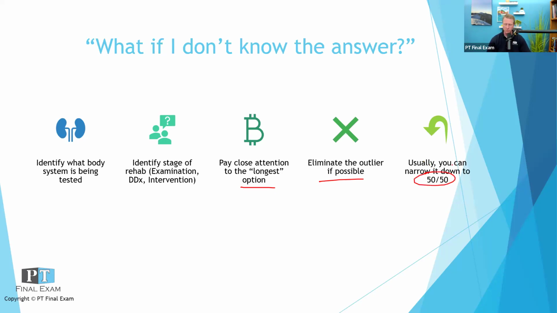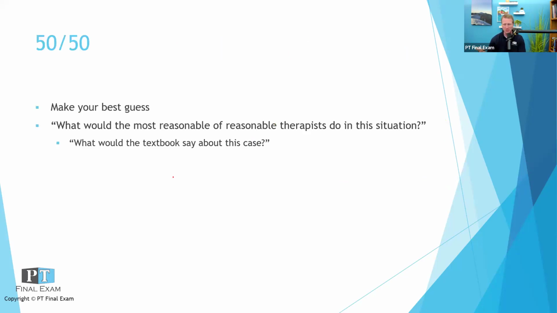I have so many students who can do this. Just by raise of hands, how many of you feel like this is you? I can narrow it down to 50-50, but then I have a hard time identifying the correct answer. That's honestly why and how they write the questions: to force you to narrow it down to 50-50 and then make a determination, or a clinical decision, based on that. So here are some suggestions.